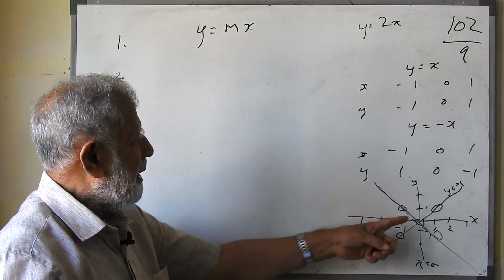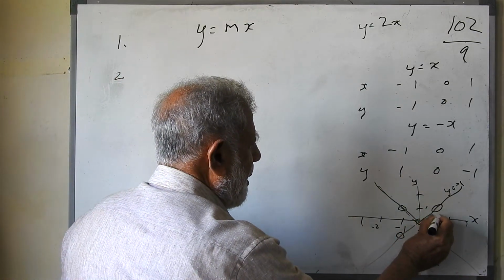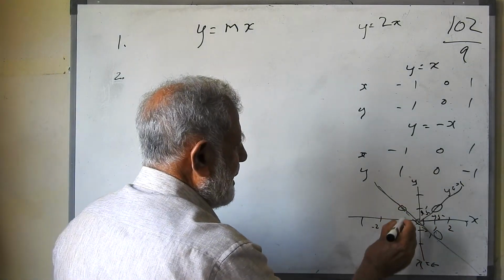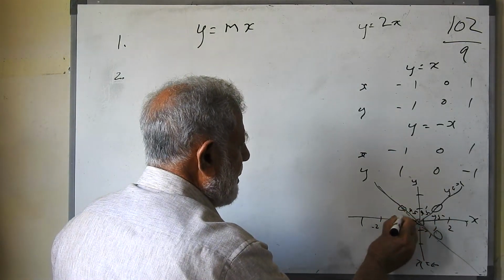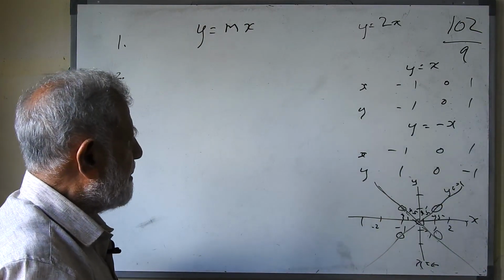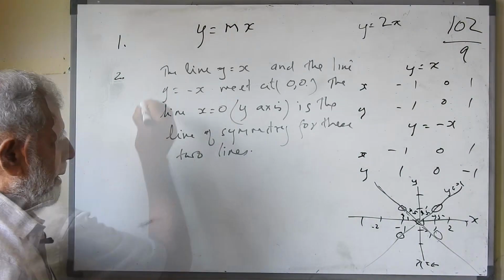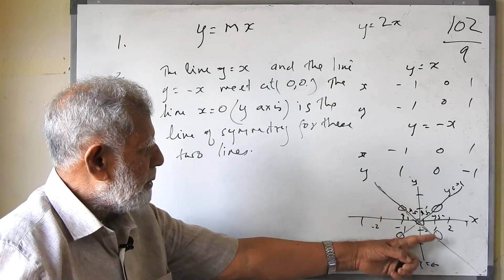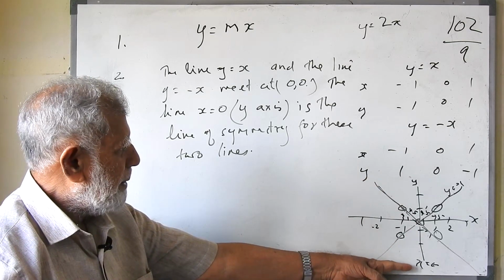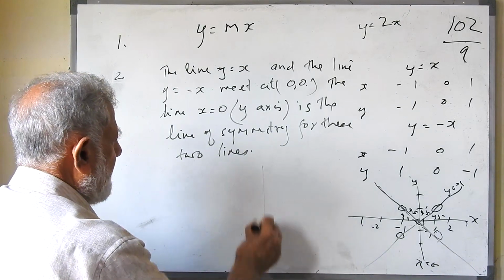Now, in this particular one, y is equal to x. We studied earlier that this angle is equal to 45 degrees. In the same way, this is equal to 45 degrees. So if you measure these angles, you will notice that these are all 45. So the y-axis is the line of symmetry for this. We can write that fact here. When you draw these two lines, you will notice that this line x equals 0, the y-axis, is the line of symmetry.